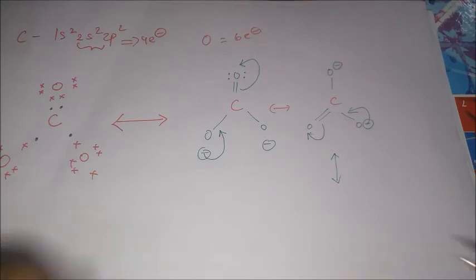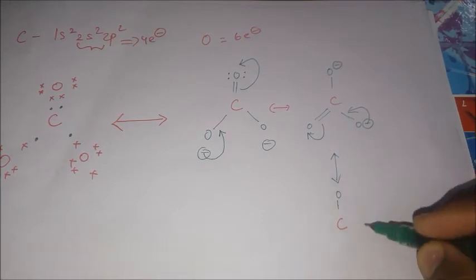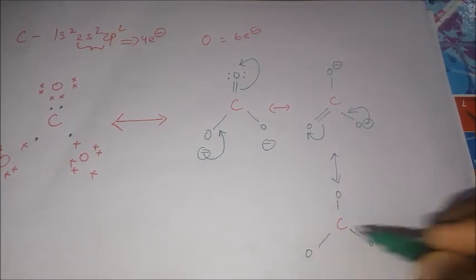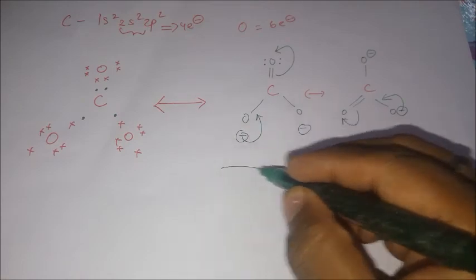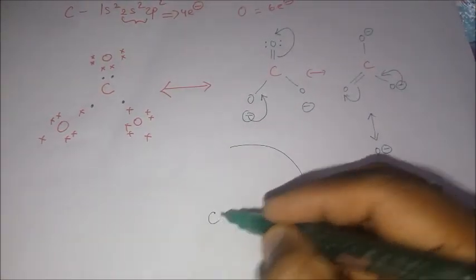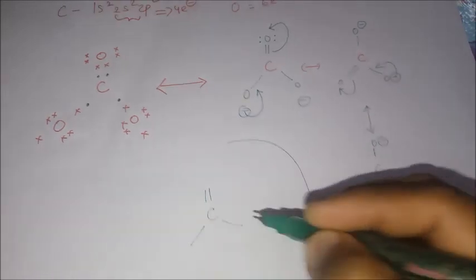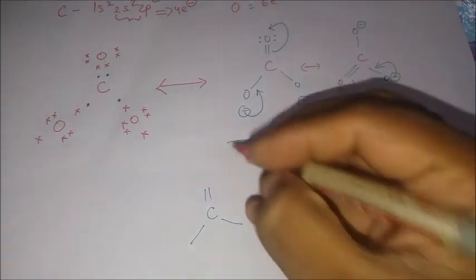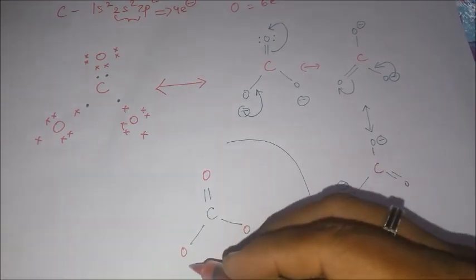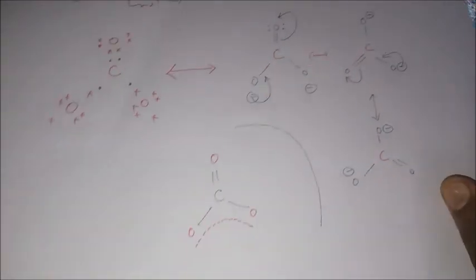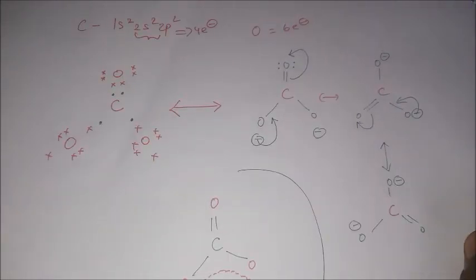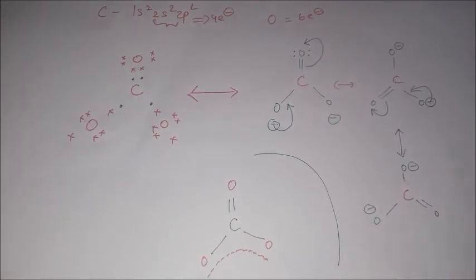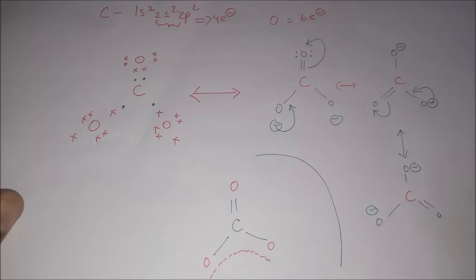So immediately my next canonical form will be of this sort, where the O minus will be here, this will become a double bond, and this becomes an O minus again. So in general, I can write all together in a single form like C double bond O, O, O, and the electrons are moving here and there in the carbonate molecule. So this is how a carbonate ion resonance structure is explained. Hope it is clear, right?